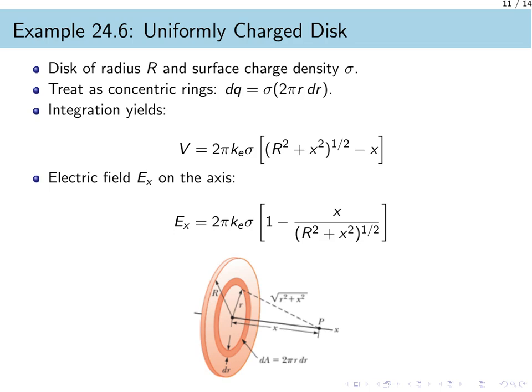The result is 2 pi times Coulomb's constant times sigma, multiplied by the quantity square root of r squared plus x squared minus x. As before, we can take the negative derivative of this potential expression with respect to x to find the electric field on the axis of the disk.